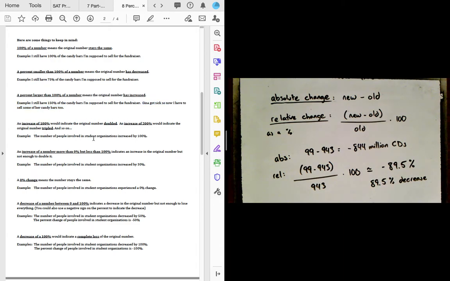Now remember that those part and whole pieces, we talk about percentages of a number. Now we're going to talk about the next examples. We're going to talk about increase of a percentage or decrease of a percentage. So if you have something and it increases by 100%, then that would tell you that the original amount doubled. And an increase of 200% means the number tripled, and so on.